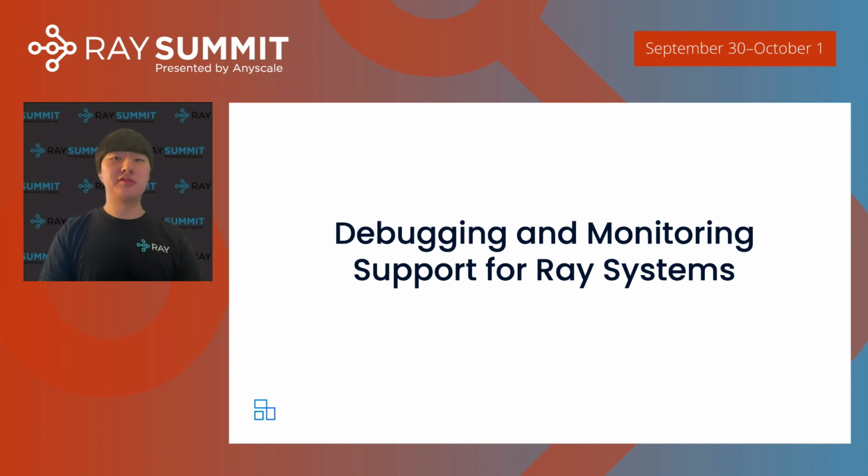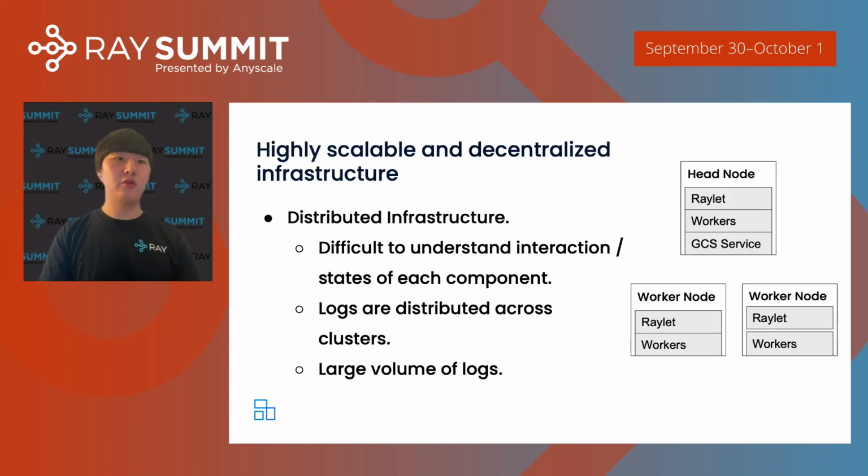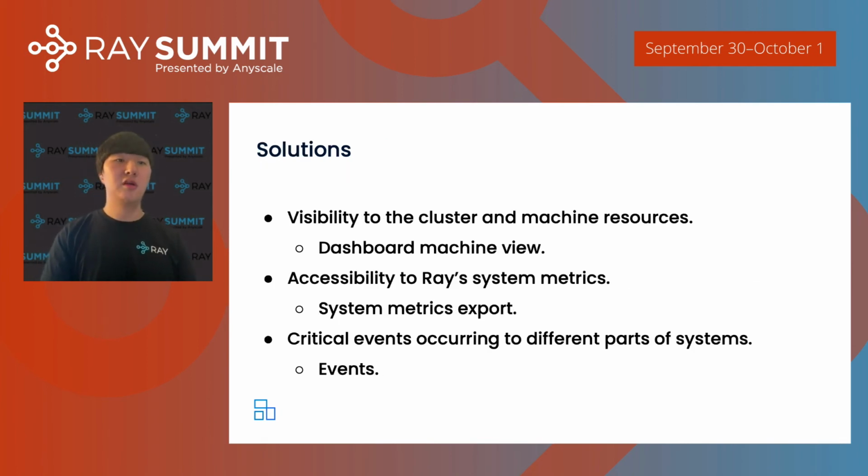So the next topic is the observability of Ray itself. We're going to make it very short because we are kind of out of time. Since Ray is a highly distributed infrastructure, it has the typical problems that most distributed systems have. There are too many components, you don't know what they're doing, and there are a lot of logs, and logs are all across, so it's hard to trace them.